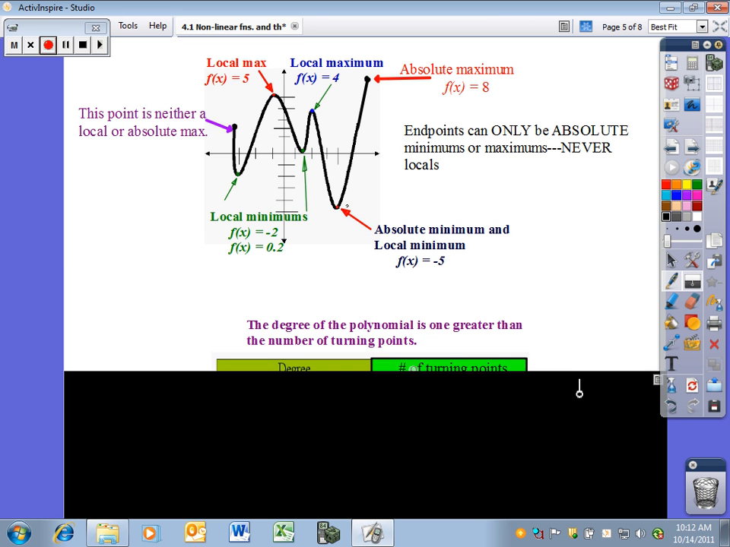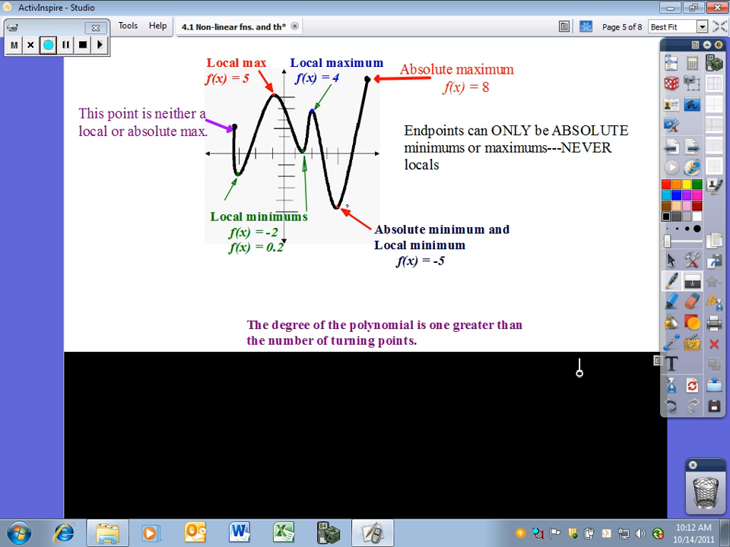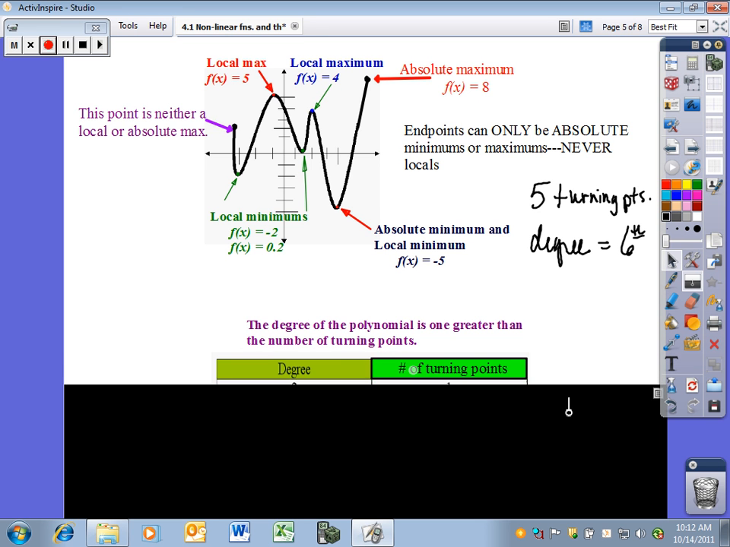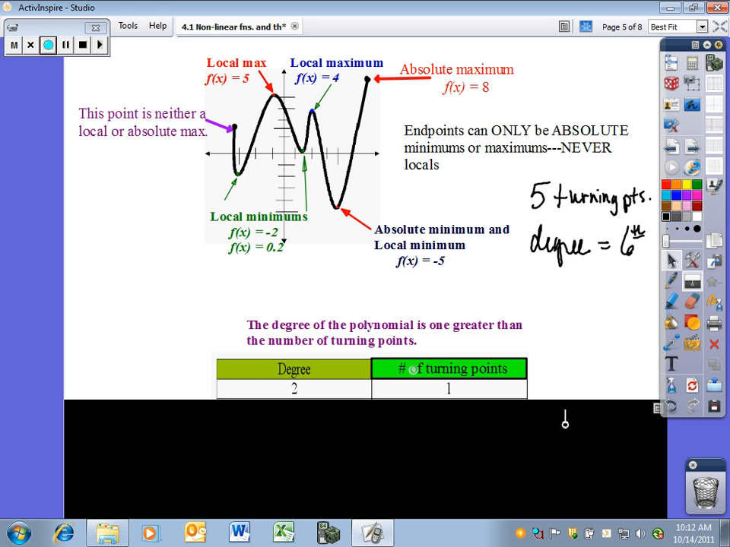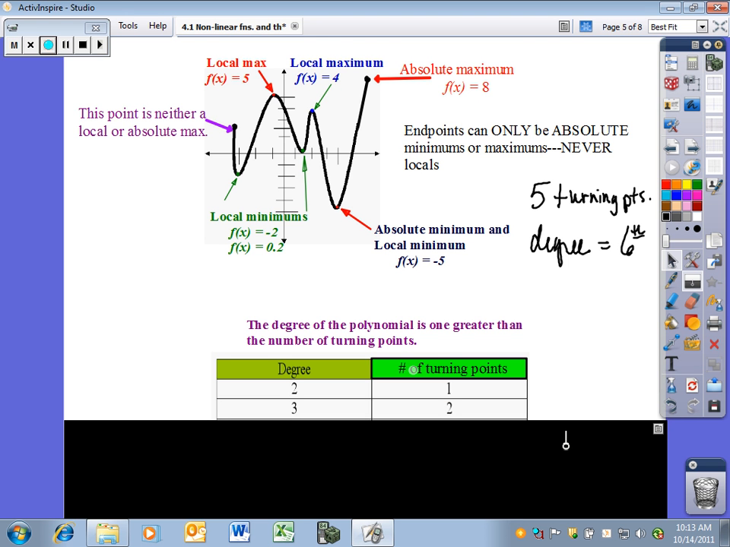A little bit more information. The degree of the polynomial will always be greater than the number of turning points. So if I'm looking at just this graph, I have 1, 2, 3, 4, 5 turning points. So the degree should be 1 more, would be a 6th power polynomial. So I just made a chart from before, so you can just use the one before and add to it. If the degree is 2, it meant we had 1 turning point. If I have a 3rd degree, 2 turning points.